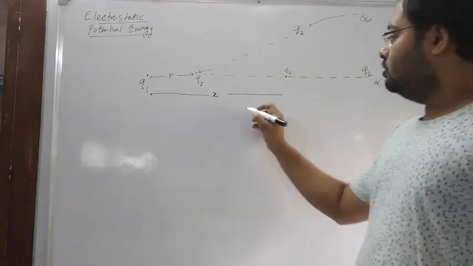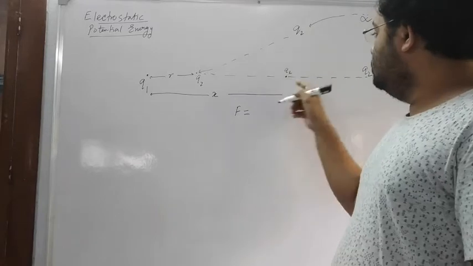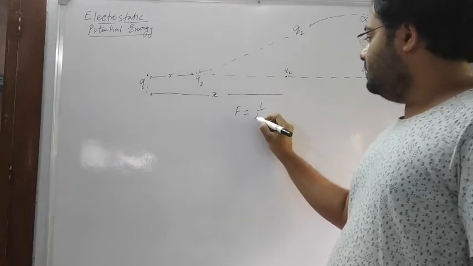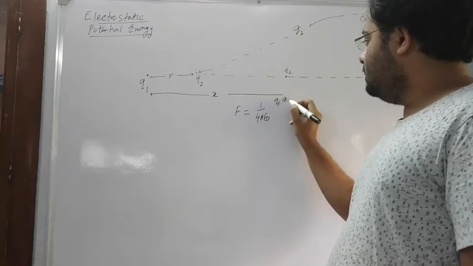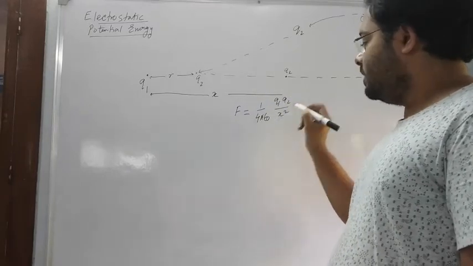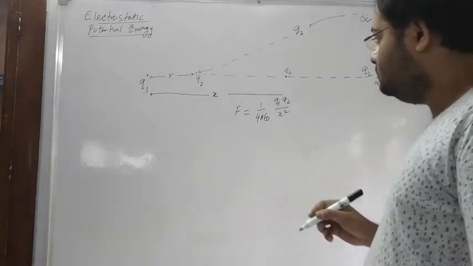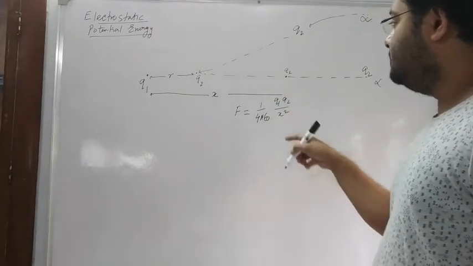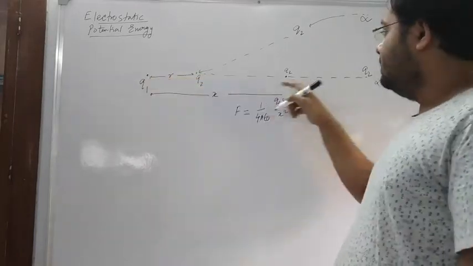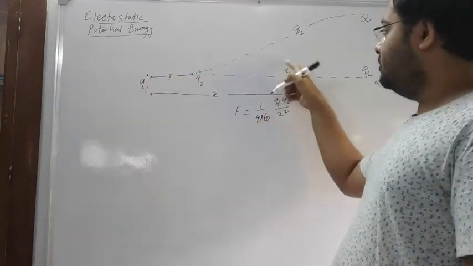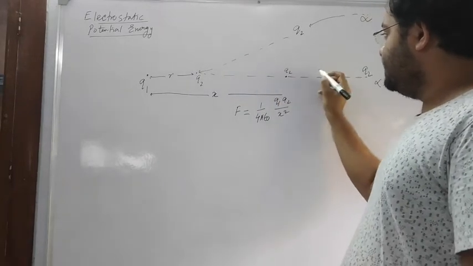There will be a force on Q2, and that will be 1 by 4 pi epsilon naught Q1 Q2 by x squared, the Coulomb force, the electrostatic force. Then what is the direction of this force? We are assuming this is fixed and they are similarly charged, therefore it will get repelled, and the direction of the force is in this direction.